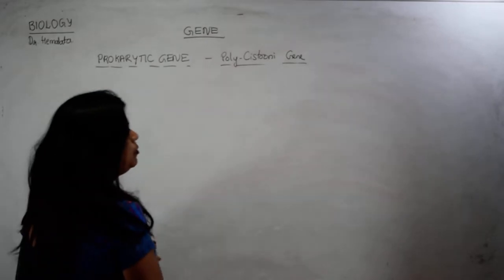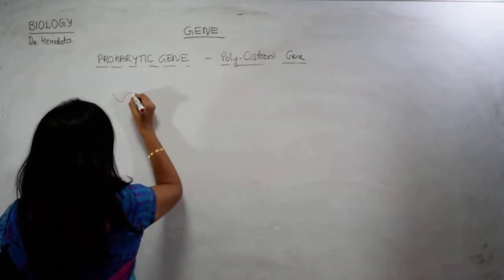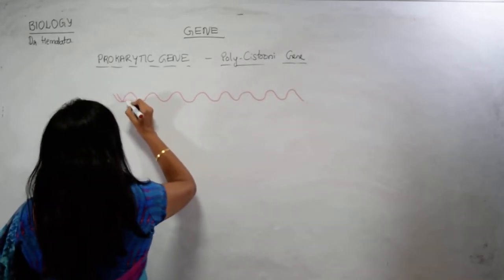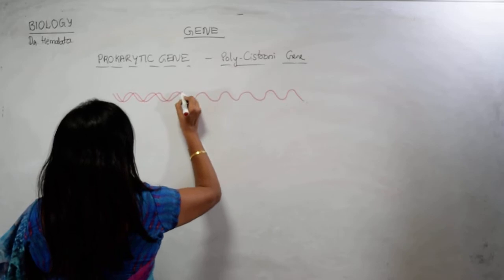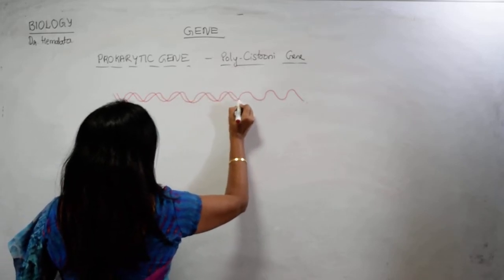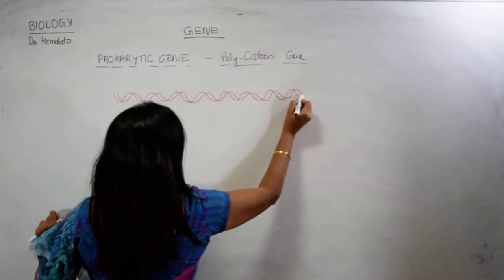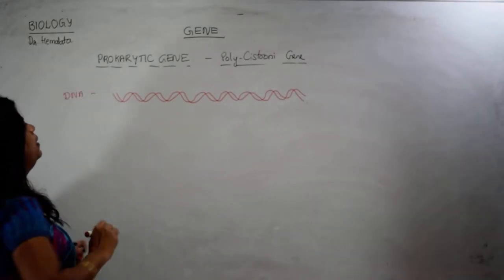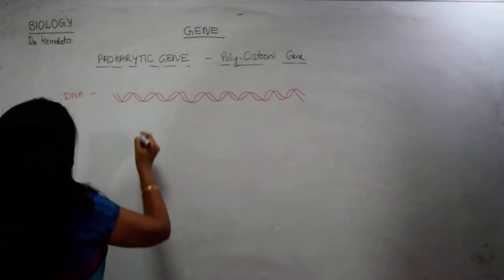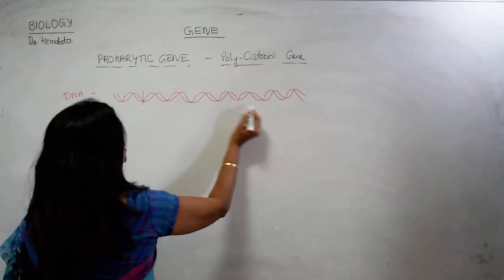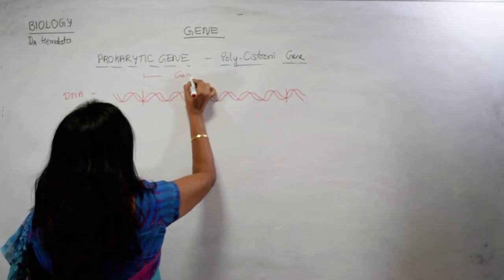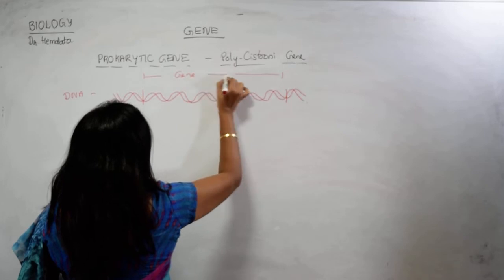How does it look? Let me give you the diagram. Suppose this is a double-stranded DNA. I am first drawing the double-stranded DNA. It is always better to draw it properly, as a double helical structure. This is the structure of DNA. So what is a gene? Suppose from here till here is the gene in prokaryotes.